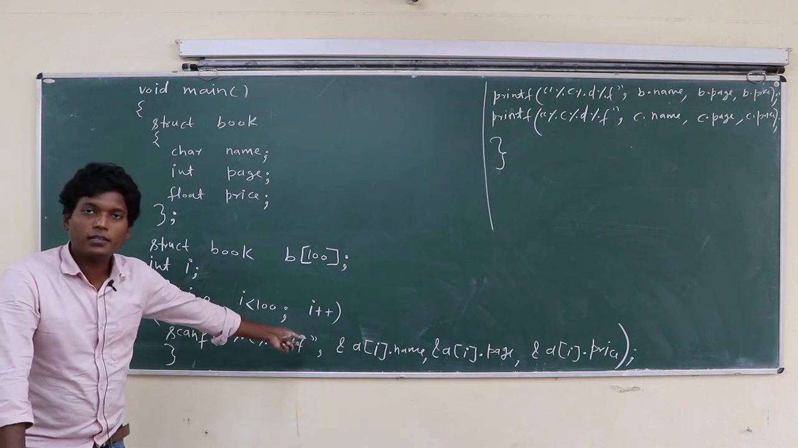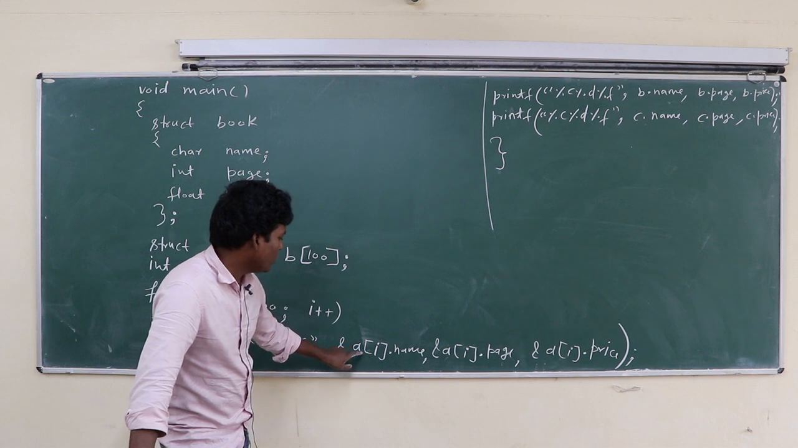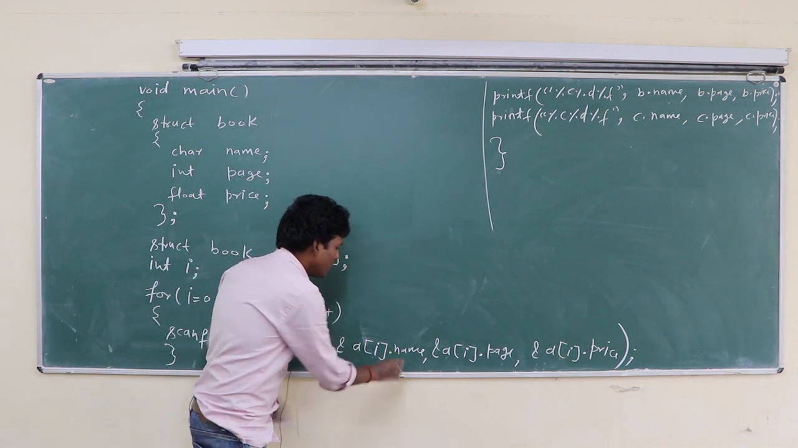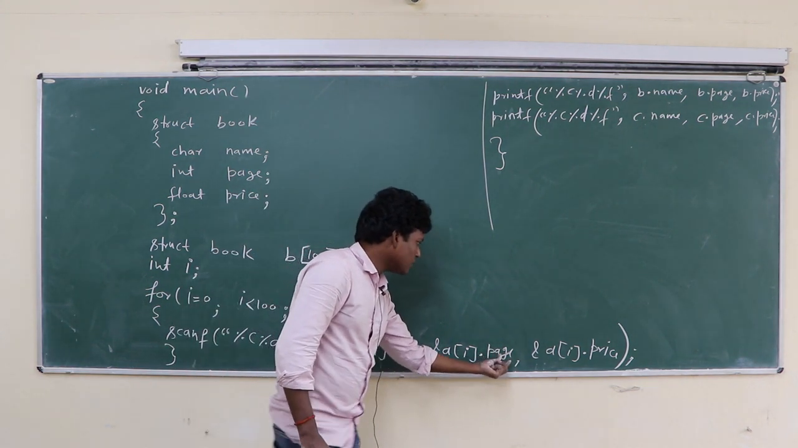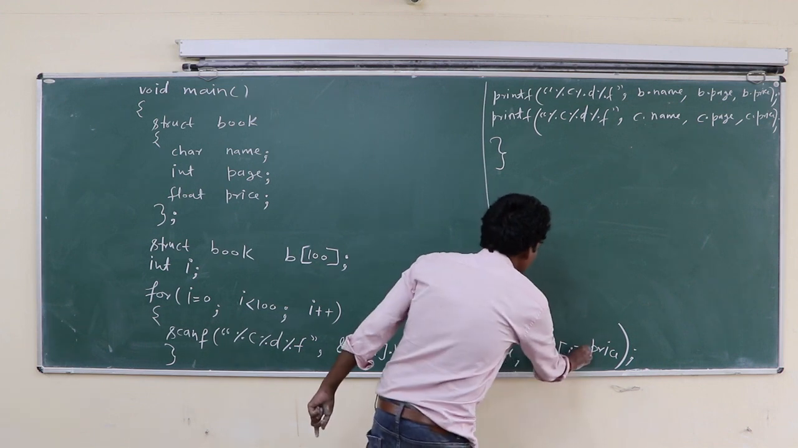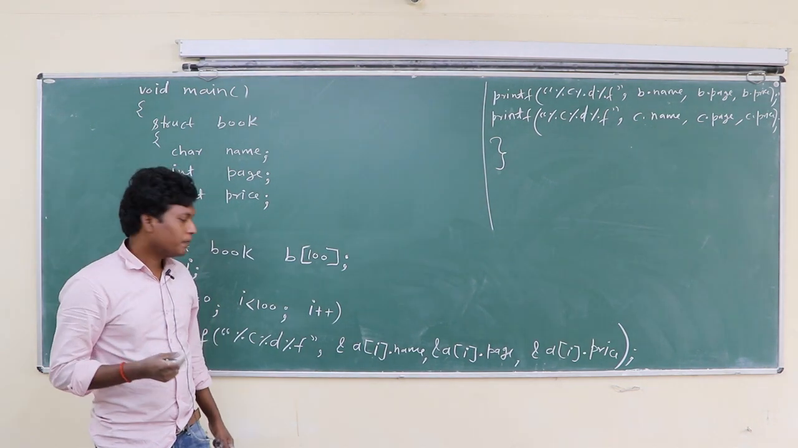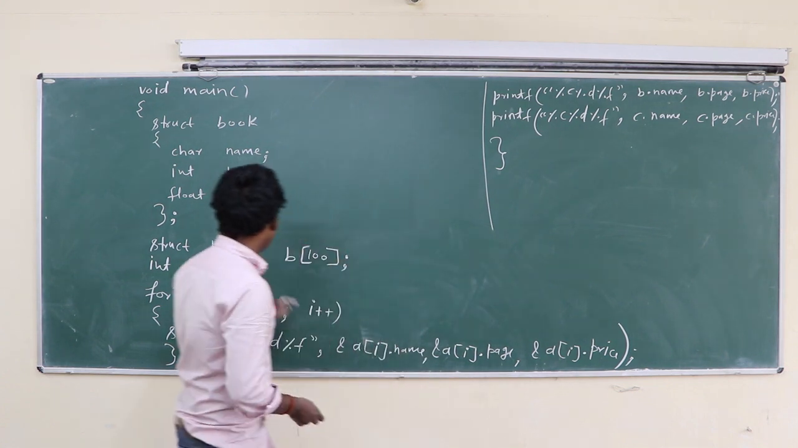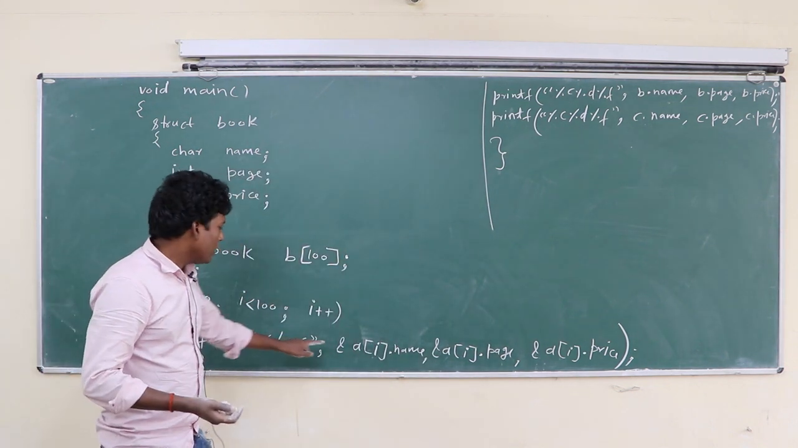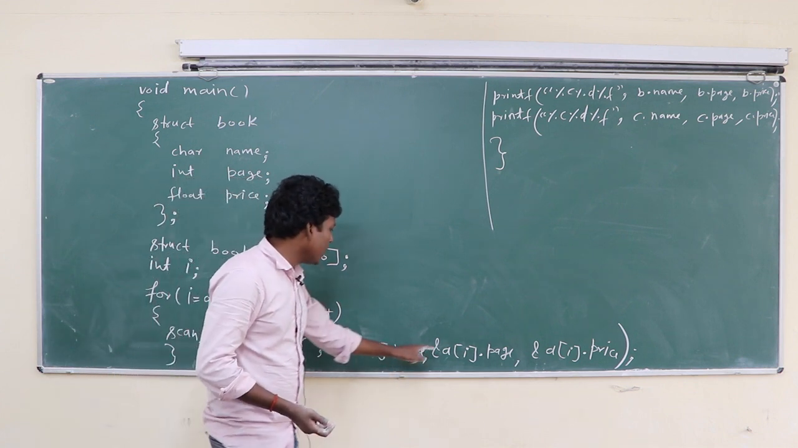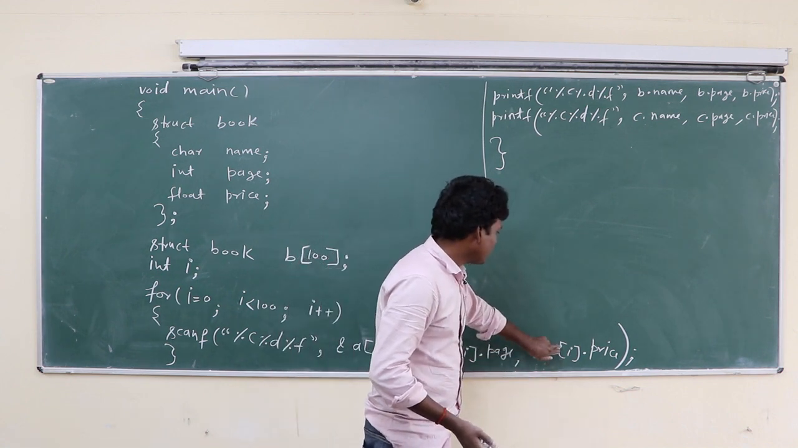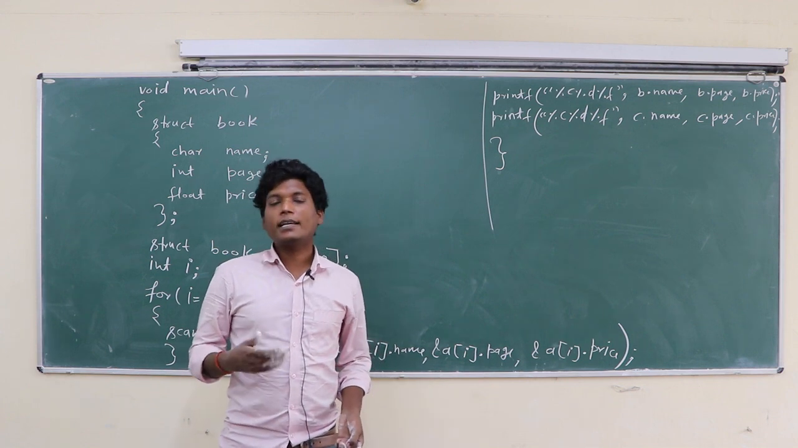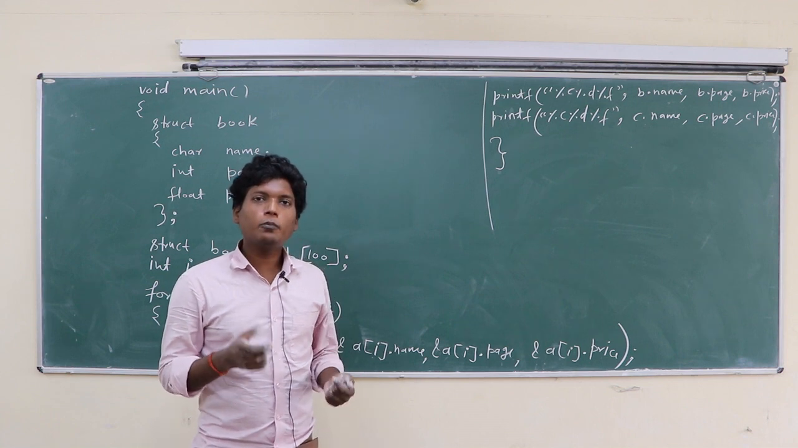Class, 100 books' details are entered here. Here a of i, when i becomes 0, then it is a of 0. A of 0 is the first variable. So first variable, dot is the operator, name, ampersand a of 0 dot page, ampersand a of 0 dot price when i becomes 0. When i becomes 1, this is the second variable name. So ampersand a of 1 dot name, ampersand a of 1 dot page, ampersand a of 1 dot price. When i becomes 2, then it is the third variable name, ampersand a of 2 dot name, ampersand a of 2 dot page, ampersand a of 2 dot price. The third book's details will be entered here. In this way, when the loop increments from 0 to 99, 100 books' details will be entered.